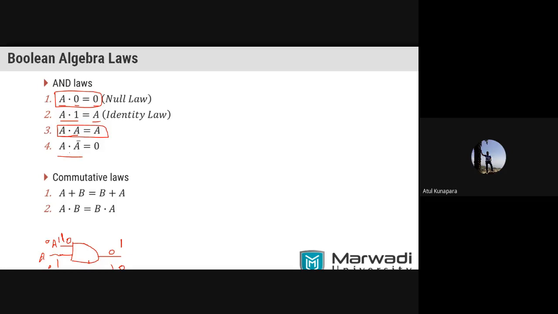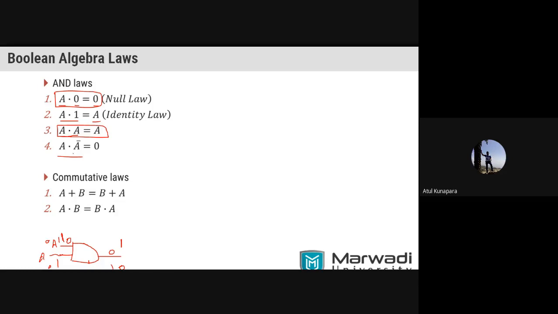A bar is the inverted signal of A. If A is 1, then A bar will be 0, and if A is 0, then A bar will be 1. Right? So that will also always give you answer 0, because they are never going to be 1 at the same time, and for AND operation, both should be 1 to get output 1. That will never be achieved in this case. That's why A dot A bar will always give you output equal to 0. So this is called AND law, or you can say AND logic rule.